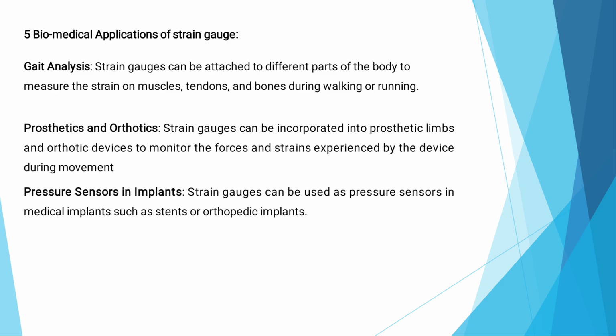Here we can see how these sensors are utilized within the biomedical fields. There are three major clinical applications. One is gait analysis, where strain gauges are attached directly to the various body segments to measure the real-time mechanical strains exerted on the muscles, tendons and bones during walking or running. The next one is prosthetics and orthotics. They are integrated directly into prosthetic limbs and orthotic support devices for continuously monitoring the structural loading and the complex forces experienced by the device during patient movement.